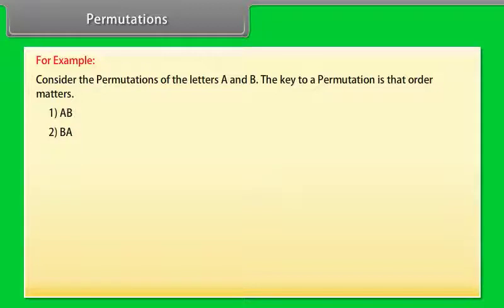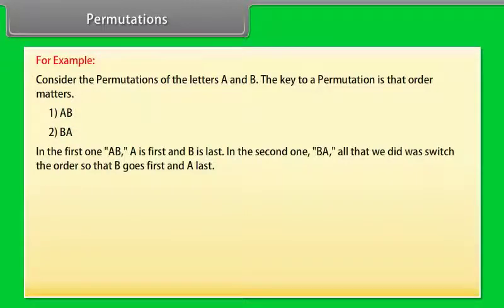As you can see, the only difference between the 2 permutations is the order. In the first one, AB, A is first and B is last. In the second one, BA, all that we did was switch the order so that B goes first and A last.